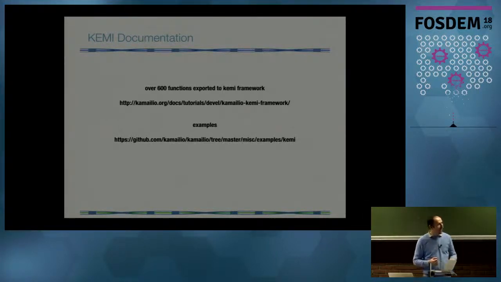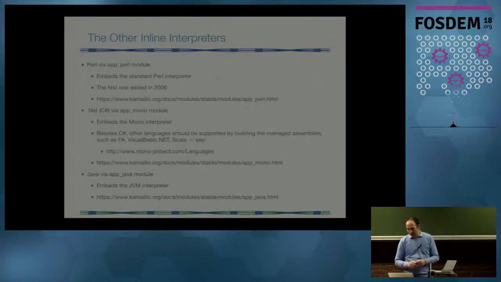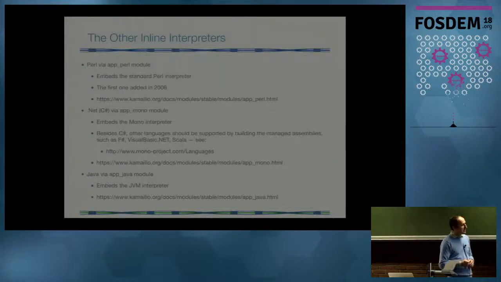You have examples, like a complete example of a telephony routing engine with Python, Lua, SQL, JavaScript in that link. And don't forget, if you have a library written in another language, you can still use inline execution for a lot of the .NET languages with the Mono interpreter. Perl is still there, and Java, if you have something that you can reuse there.